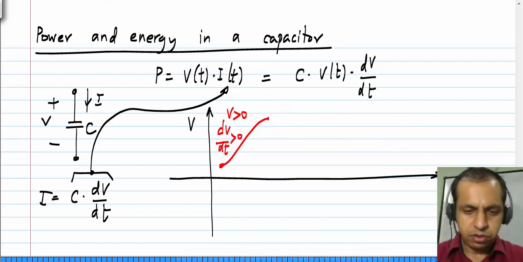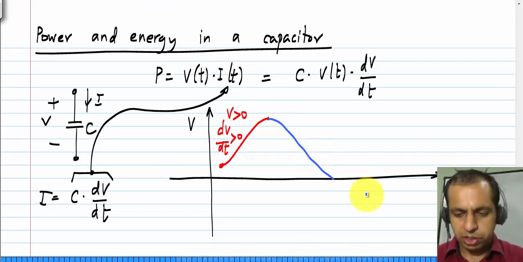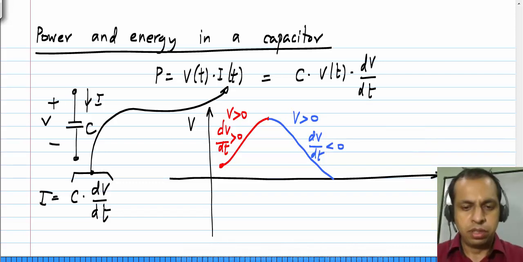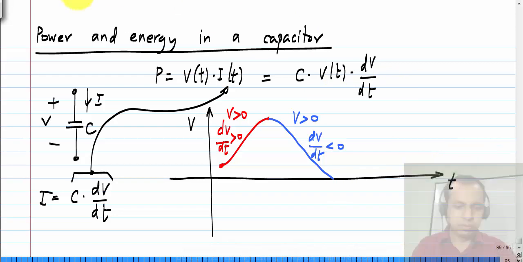So clearly this product here is positive and the capacitor is absorbing power. Now the other way around is also possible. Let's imagine that the voltage does that, where the voltage is positive but its time derivative is negative. Here this product will be negative and the capacitor will be delivering power. It is absorbing negative power.